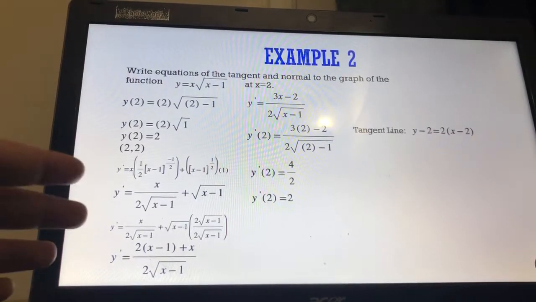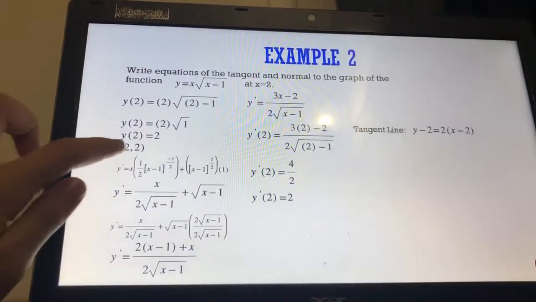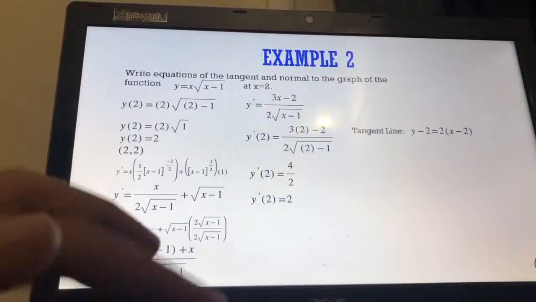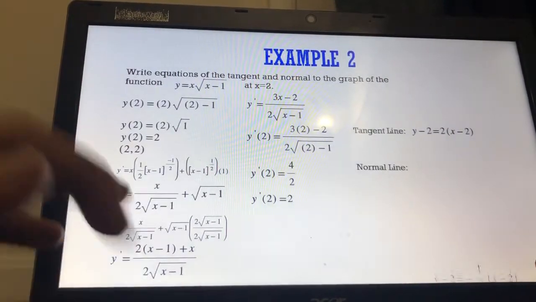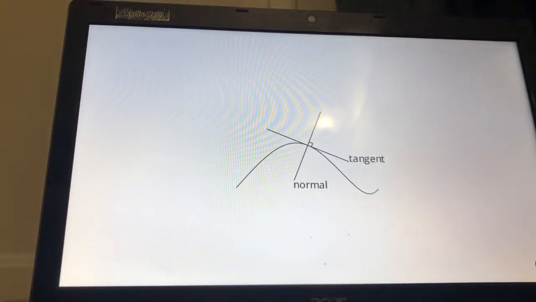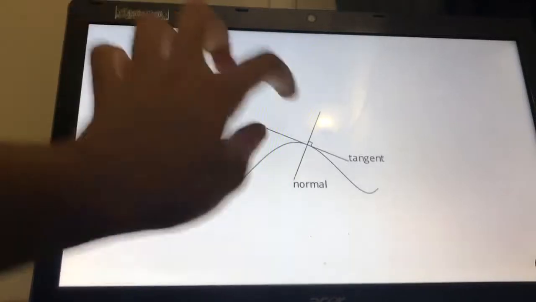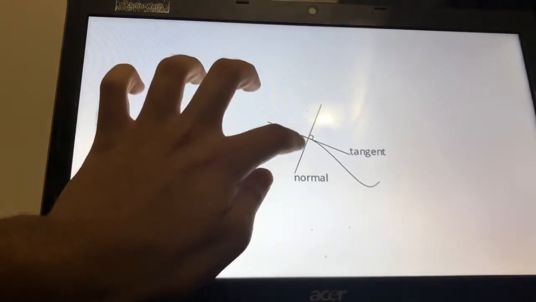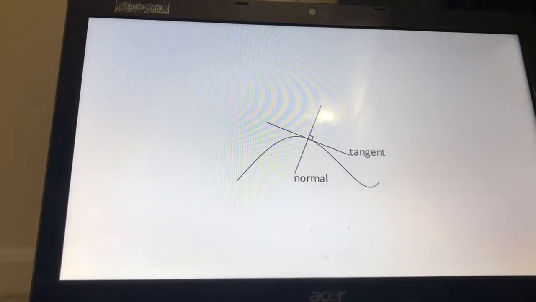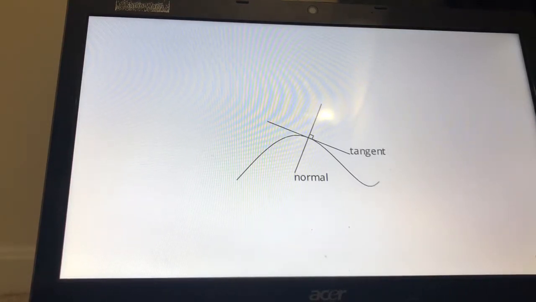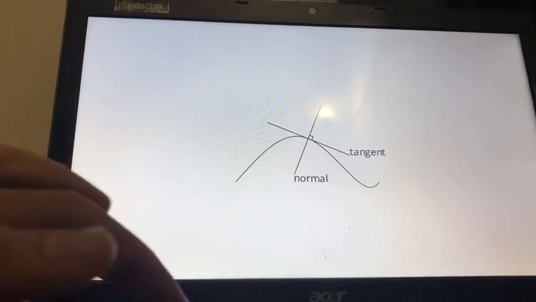The slope will be 2, and then the point is 2, 2, so it will be y minus 2 equals 2 times x minus 2. For the normal line, since it will be the negative reciprocal, it will be -1/2. Now, the relationship between tangent and normal line is that they are perpendicular. So that is why it is the negative reciprocal when we come to find their slopes. They are perpendicular to each other.